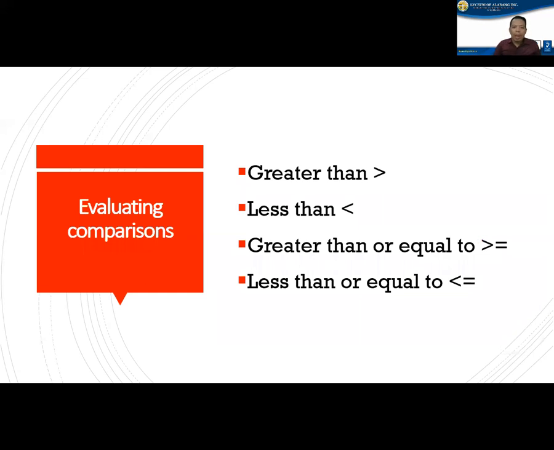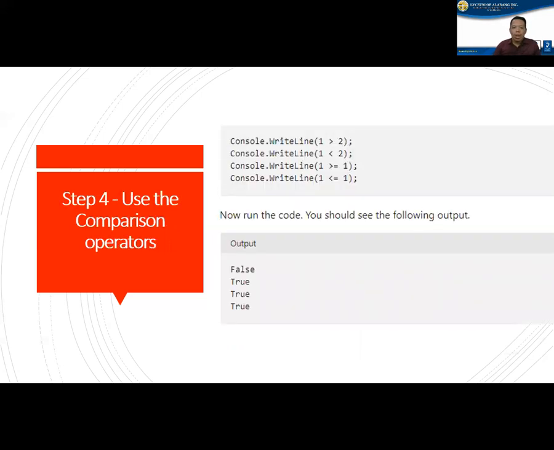So in working with numeric data types, as I have mentioned in our previous discussion, we will determine if one value is larger, smaller, or equal to another value. And we use the following operators to perform these types of comparison: greater than, less than, greater than or equal to, less than or equal to. Okay, so let us try these other codes.